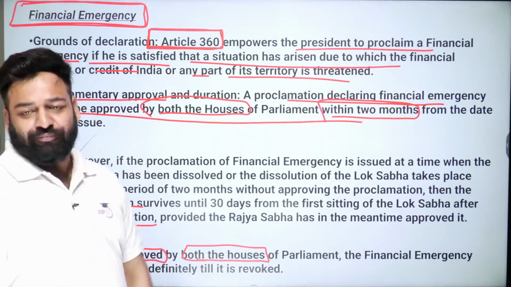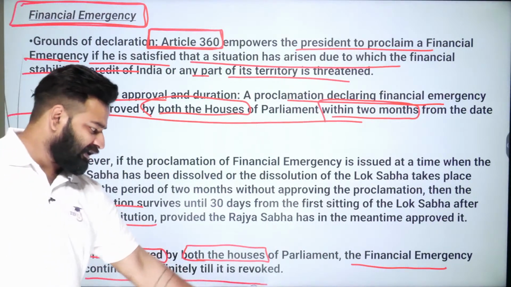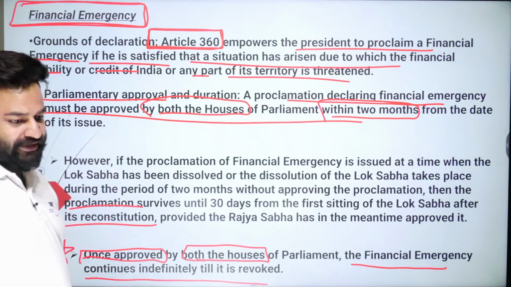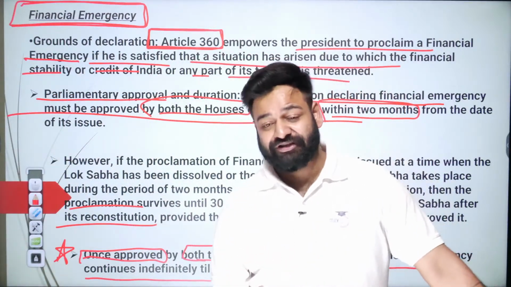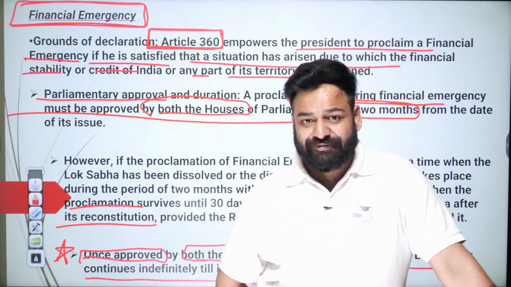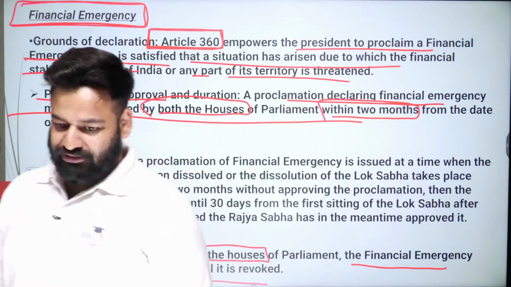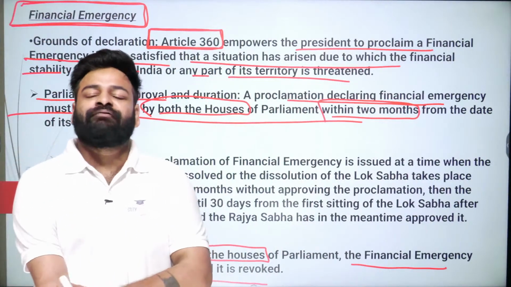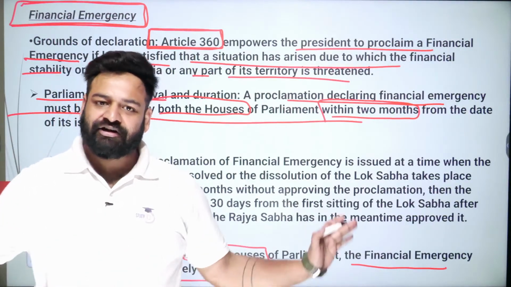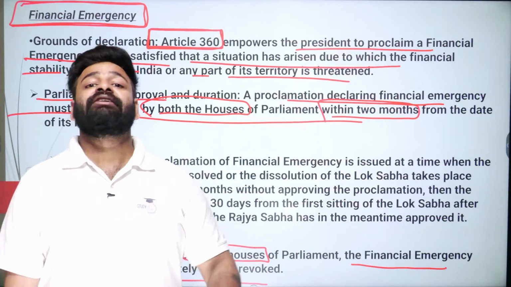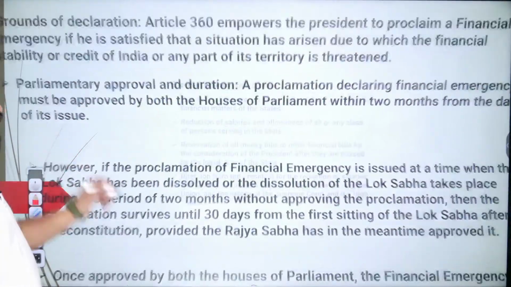So once approved by both the houses, the financial emergency continues indefinitely till it is revoked. Like for example, President's rule or the national emergency requires approval of the parliament every 6 months, but for financial emergency no such thing is required. Once imposed, it can continue to be in operation for an indefinite period. No further renewal every 6 months is required.